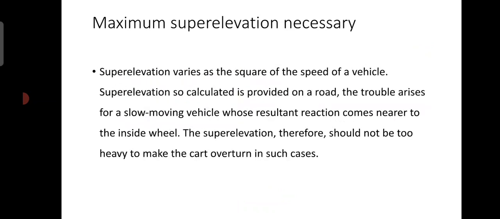Maximum superelevation. Superelevation varies as the square of the speed of the vehicle and the radius of curvature of the curve. The trouble arises for a slow moving vehicle whose resultant force comes nearer to the inside wheel. The superelevation therefore should not be so heavy as to make the railway vehicle overturn in such cases.